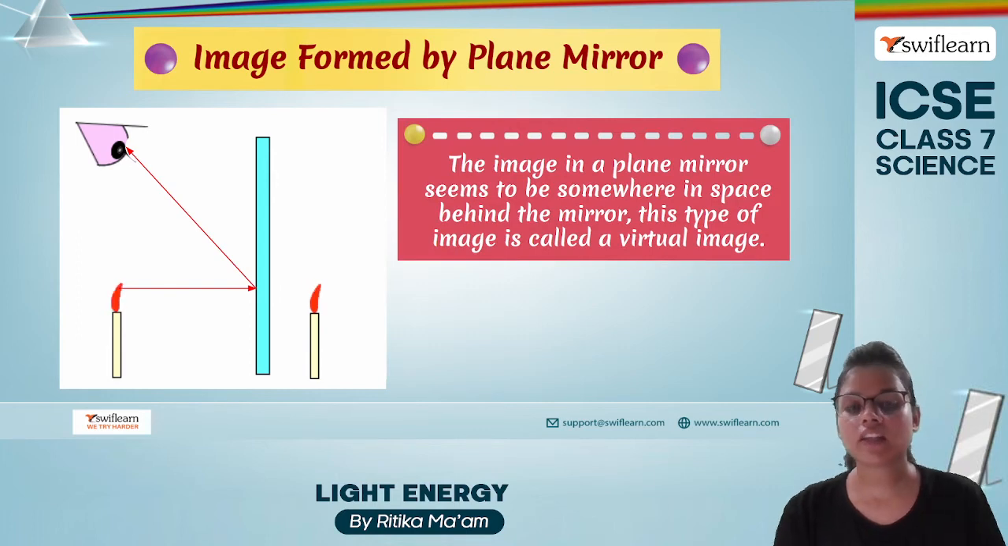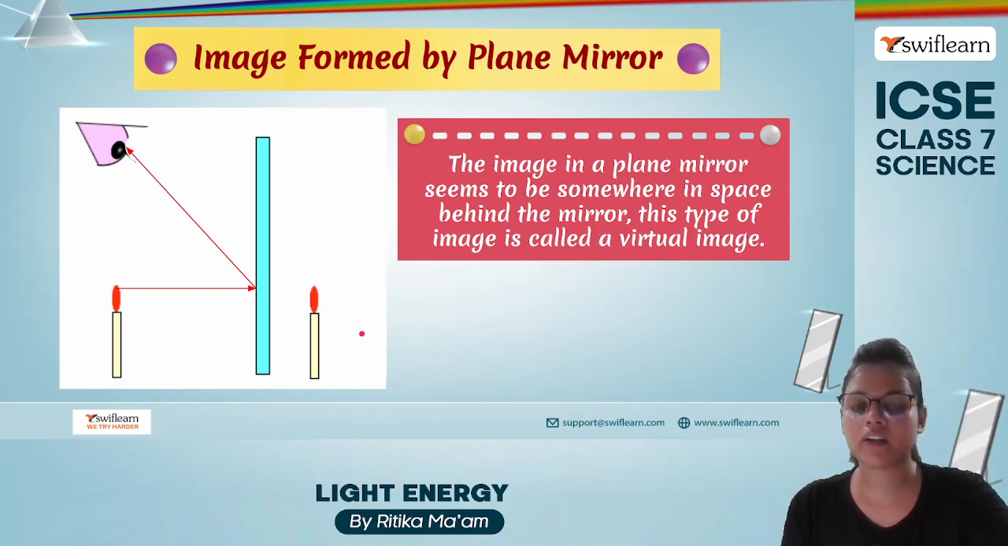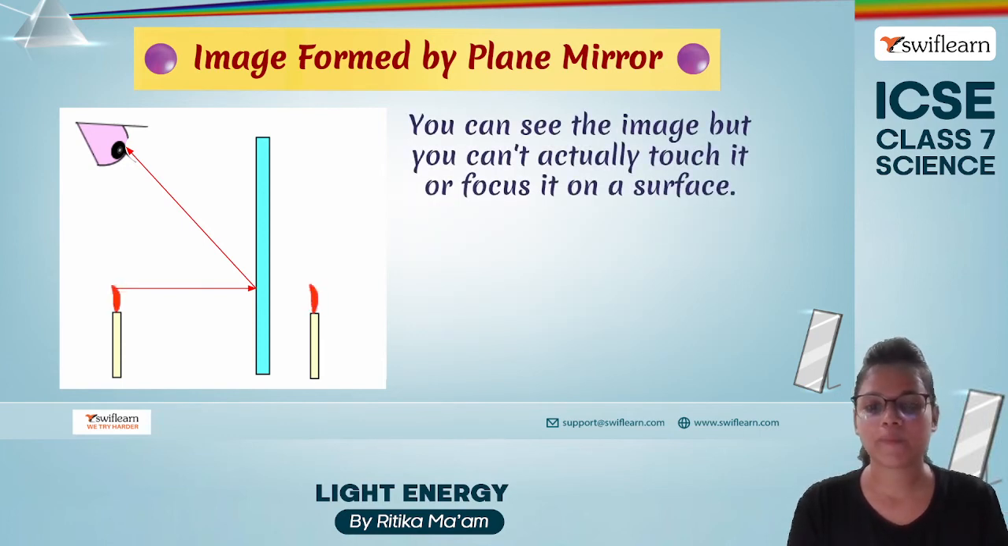The image in any plane mirror seems to be somewhere in space behind the mirror. We will be seeing the image behind the mirror, and that kind of image is known as a virtual image. And the distance between the image and the mirror is the same as the distance between the object and the mirror.